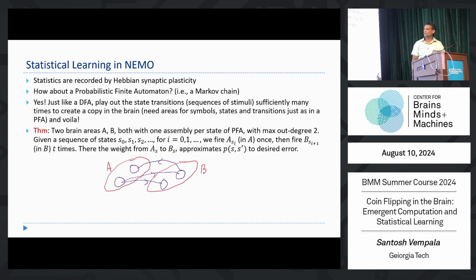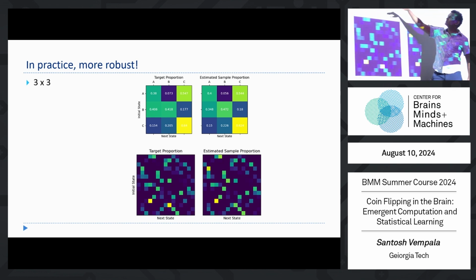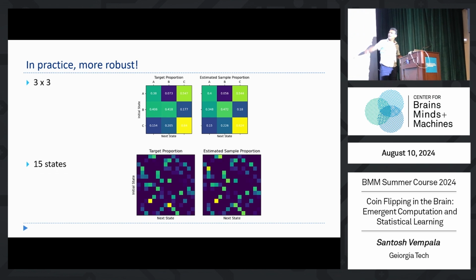Yeah, so you learn this. And this is in practice. I'm just showing you a quick picture. That's a 3x3 Markov chain with those transition probabilities on the left. Those are the actual probabilities presented, by just presenting the transitions. And this is what was learned.